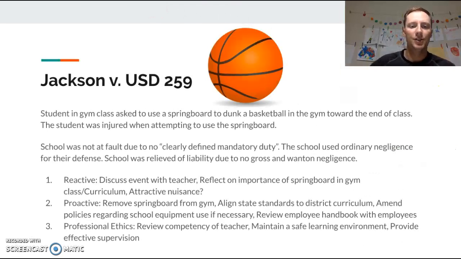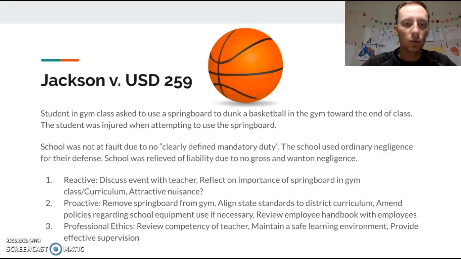My next case is Jackson versus USD 259, in which a student in gym class had asked the teacher if they could use a springboard after one of the gymnastics lessons to dunk a basketball in the gym toward the end of class. It does not say if there was any answer given to the student. However, the student decided to do it anyway, and the student was injured when attempting to use the springboard.